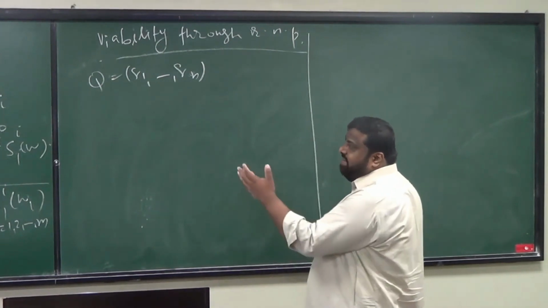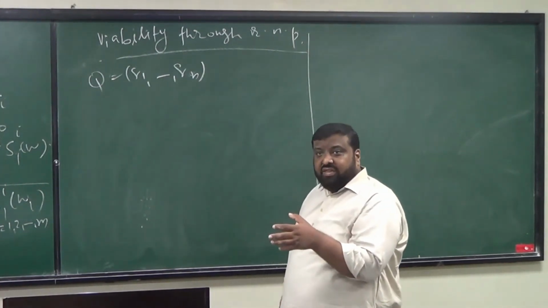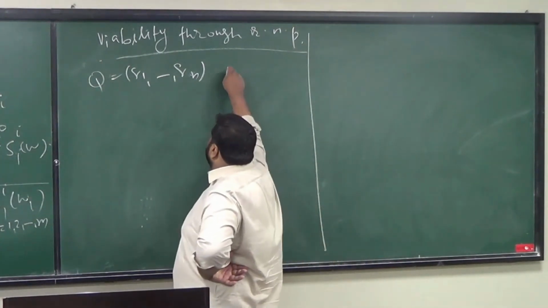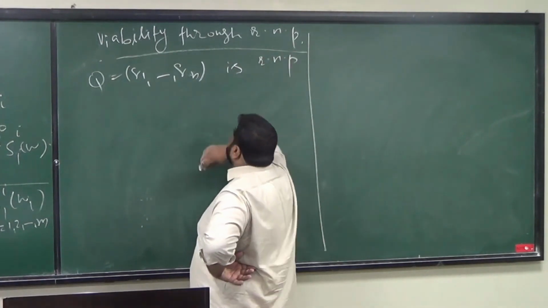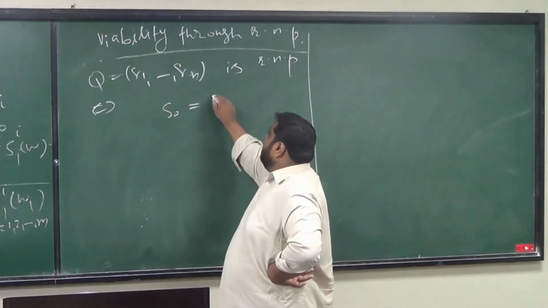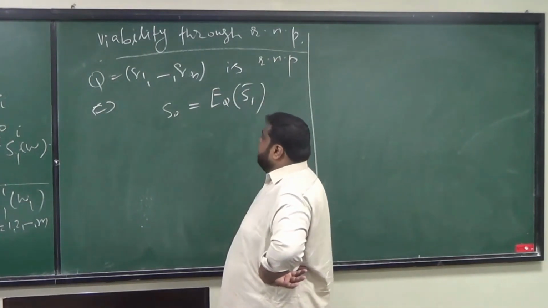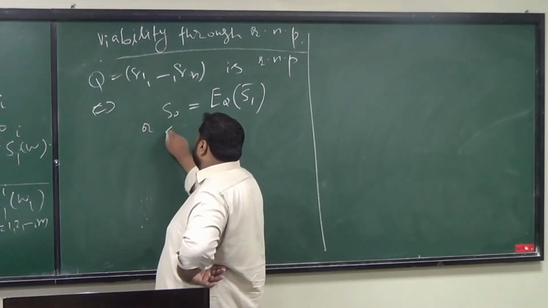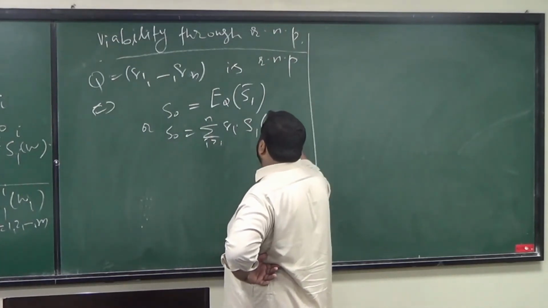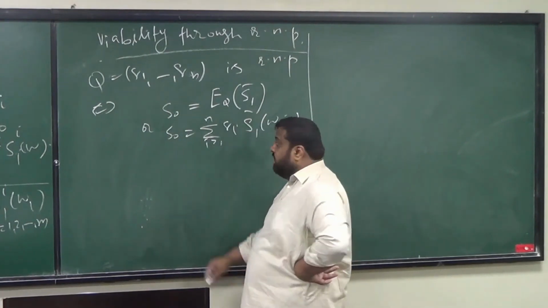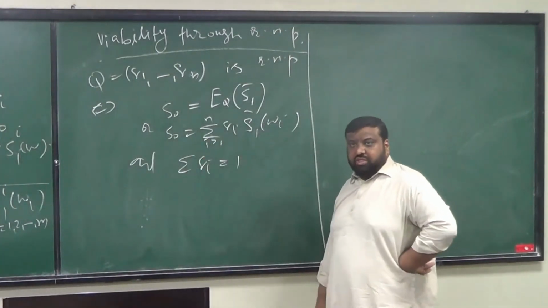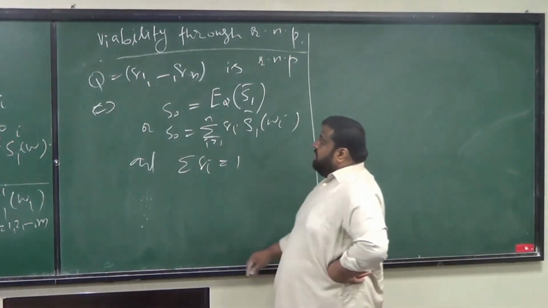So recall, imagine that I have just a single stock and a scenarios model. What was the meaning of Q actually? Q is the RNP, the risk neutral probability measure, such that, if and only if, S naught can be written as the expectation of S1 bar, EQ of S1 bar. That is, S naught should be the same as the sum over i equal to 1 to n of Qi times S1 of omega i, and the sum of the Qis must be 1. These are the two conditions.